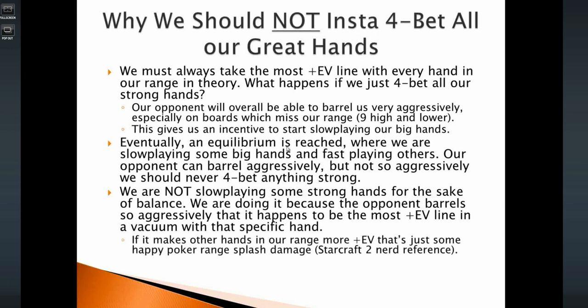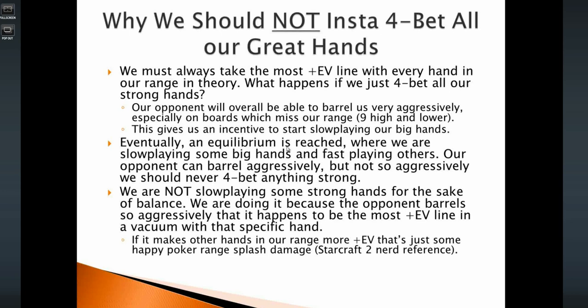If it makes other hands in our range more plus EV, that's just some happy poker range splash damage, which is a StarCraft 2 nerd reference. So a lot of people think the reason why you balance is because when you balance it makes other hands more profitable. That's not actually what happens from a theoretical perspective. Every single hand you play has to be taking the most plus EV line at every single point. So if it does happen to make your other hands play better, that's just some nice splash damage.